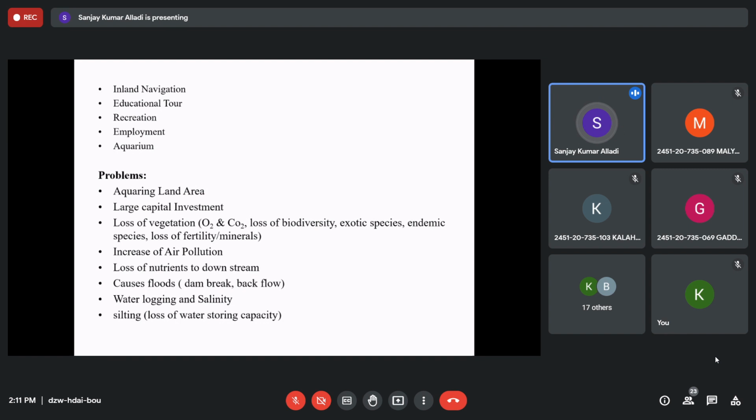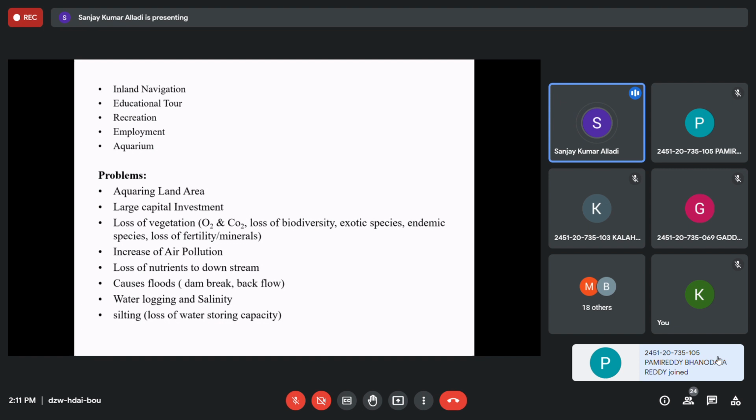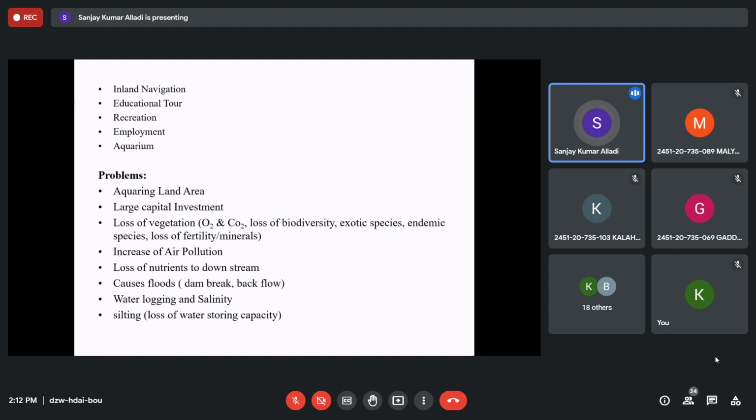Then loss of nutrients to downstream, as the minerals and salts will get settled in the reservoir as silting, causing loss of water storage capacity and loss of nutrients to downstream, which increases the salinity of the water, and even it causes waterlogging, which also can cause salinity by accumulation or stagnation of water in a particular area, and even serve as a breeding site for vectors. And it also causes floods, like a dam break can definitely cause floods, and even the backflow of water, right?